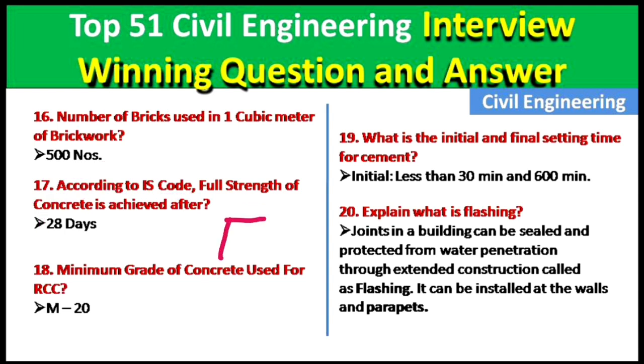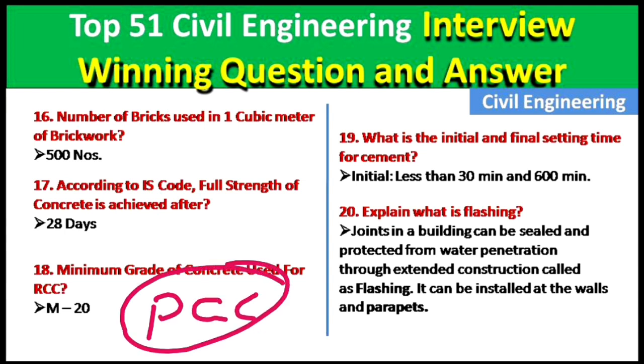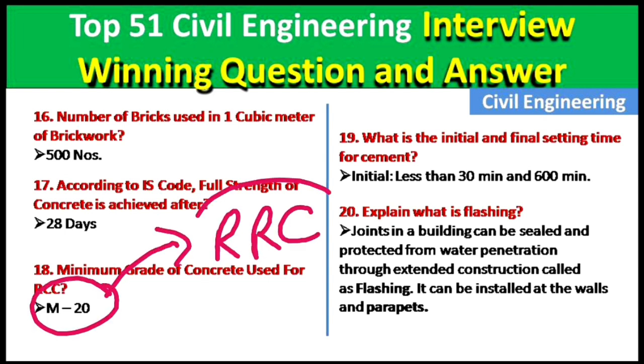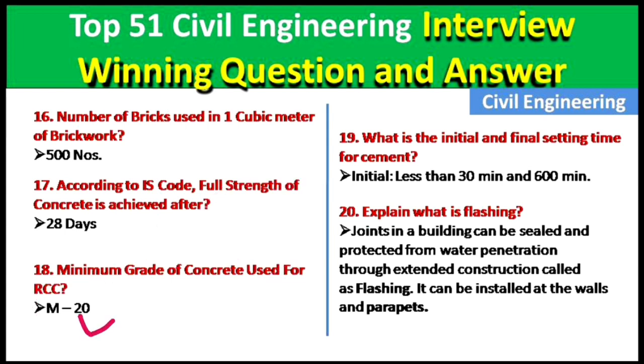Point number 17 is according to IS code, full strength of the concrete is achieved after 28 days. Guys, when we prepare concrete by mixing cement, sand and aggregate, it will take full strength only in 28 days. Point number 18 is the minimum grade of concrete used for RCC should be how much? M20 grade. Guys, if we are preparing PCC which does not contain steel rod, then we can make a grade of concrete as M15, M10, M5 etc. But if we are using RCC, it means if we are using steel rod in the concrete, then we should not use less than M20 grade of concrete.